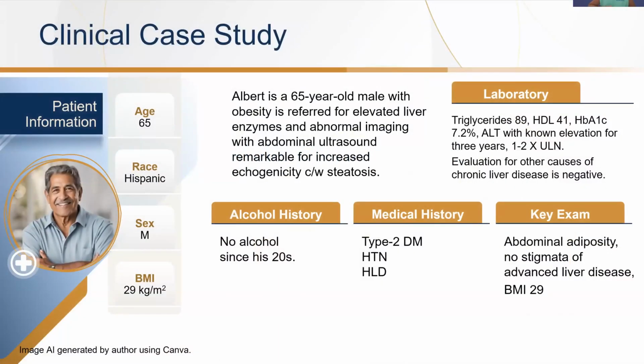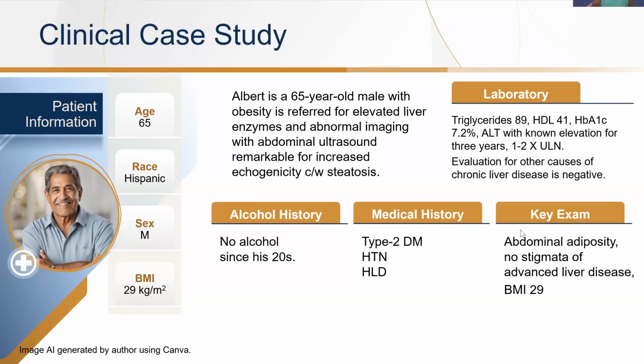This patient is a 65-year-old male named Albert. He has past medical history of obesity. He also is Hispanic and has a BMI of 29. And he was referred to you in the clinic for elevated liver tests and for some abnormal imaging with an ultrasound that showed increased echogenicity, which was consistent with fatty liver.